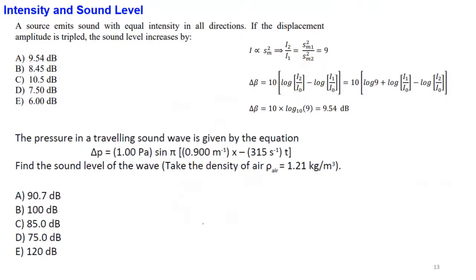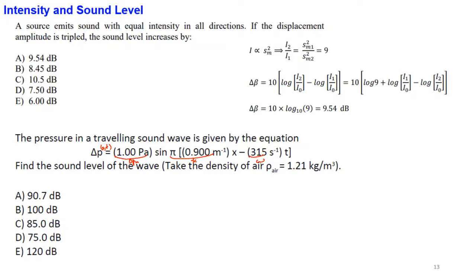Next. I solve this very interesting problem, but we already solved it by the way. The pressure in a traveling sound wave is given by this equation. So here I'm giving you the pressure variation wave as a function of position x and time. So this is delta P max, the pressure variation amplitude. This is K, and of course this is omega. Now the question is, find the sound level of the wave, and I give you the intensity, and I give you the density of air.